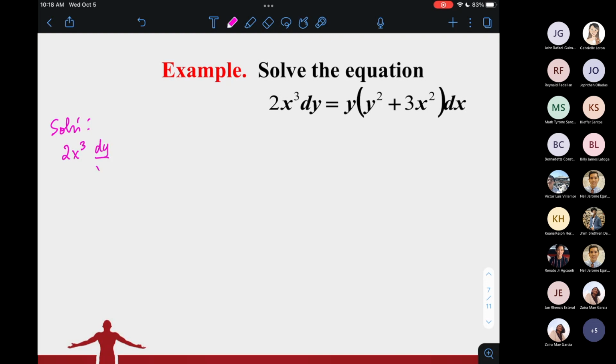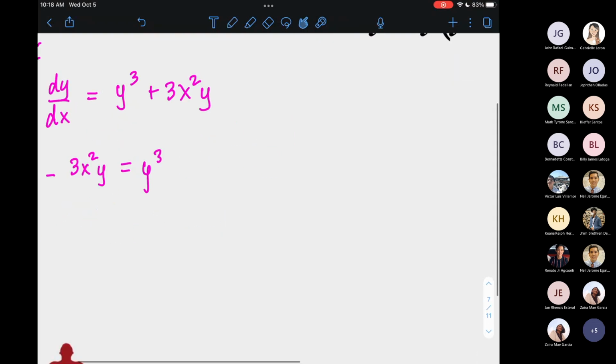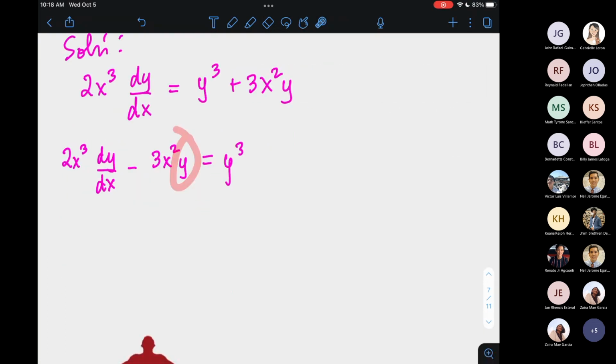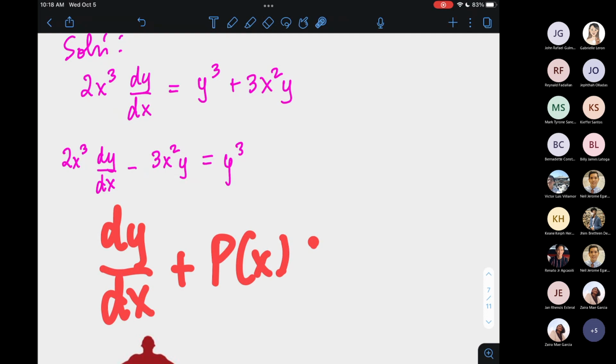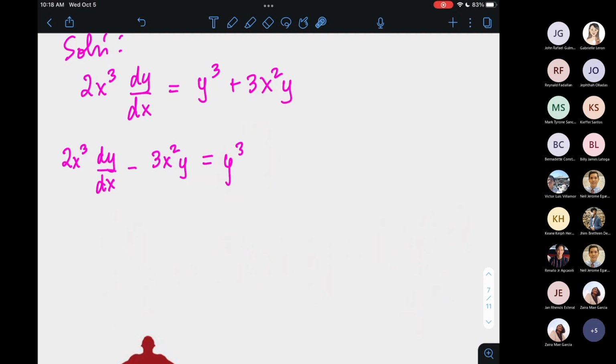So, I'll have 2x cubed dy over dx equals y cubed plus 3x squared y. Okay? Tapos, ita-transpose ko yung 3x squared y sa kaliwa. So, I'll have 2x cubed dy over dx minus 3x squared y equals y cubed. Right? Kasi kailangan yung may coefficient na y, yung may coefficient na y ay nandito. Alright? Kasi nga, ang hinahabol nating form ay dy over dx plus p of x, hopefully, times y equals a function of x. Or kung Bernoulli siya, yung right-hand side, pwedeng may power of y. Right? Kaya iniwan ko na muna yung y cube dito sa kanan.